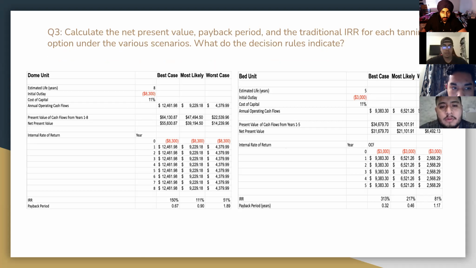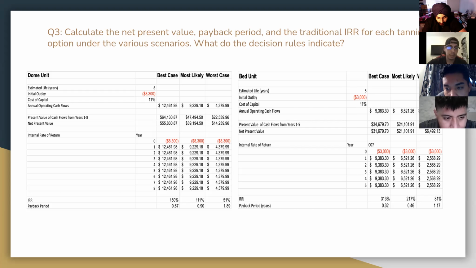Question 3 says calculate the net present value, payback period, and the traditional IRR for each tanning option under the various scenarios. What do the decision rules indicate? In the picture, you see the dome unit has an IRR of 150% on best case, 111% on most likely, and 51% on worst case.